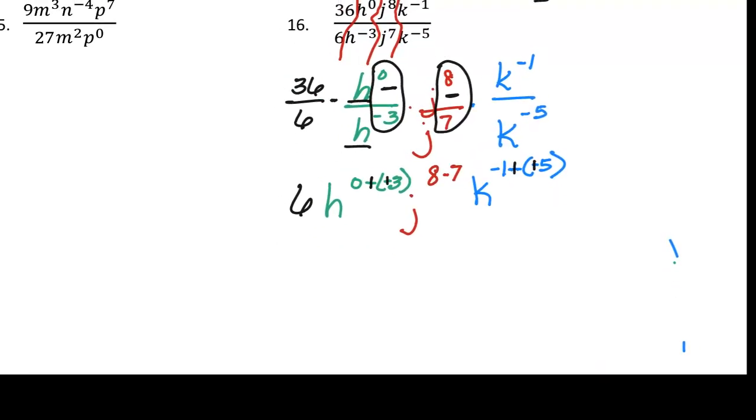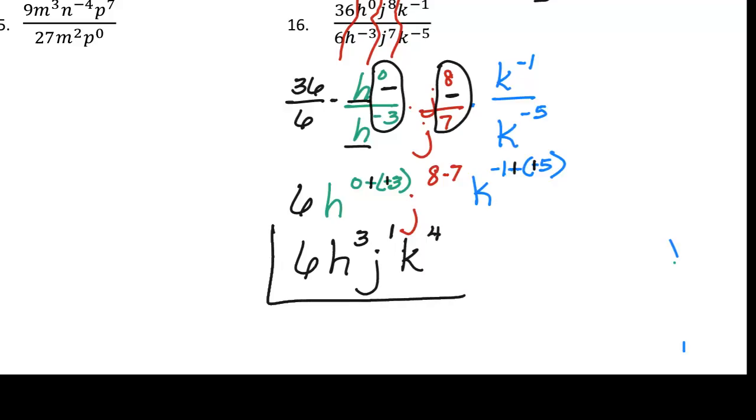So let's clean it up and see what I have here. I have 6. H to the 0 plus 3 is h to the third. J to the 8 minus 7 is j to the first, or you don't have to put anything on it. And k to the negative 1 plus 5 is k to the fourth. This is your final answer.